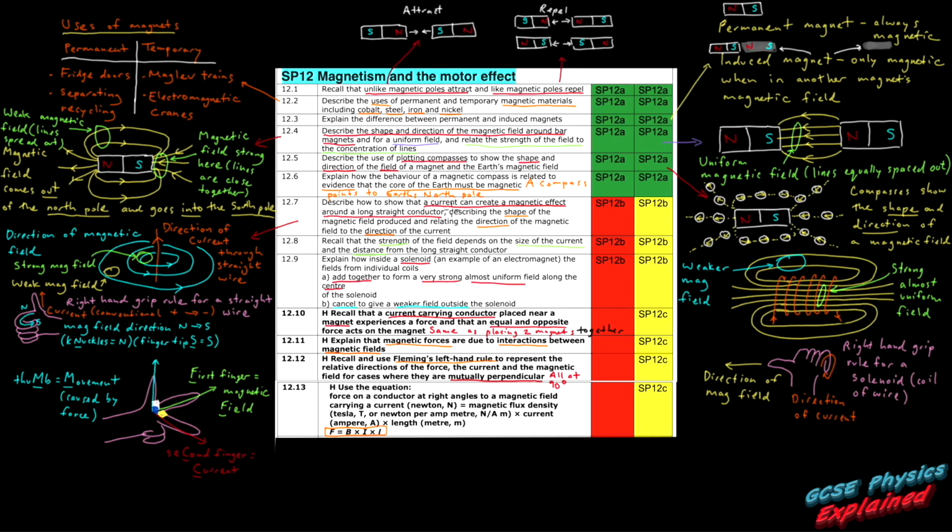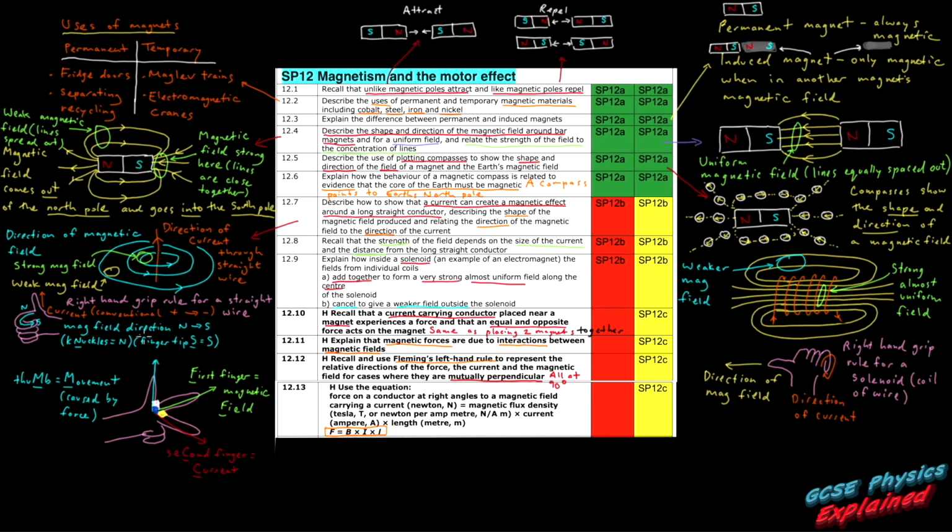Describe how to show that a current can create a magnetic effect around a long straight conductor, describing the shape of the magnetic field produced and relating the direction of the magnetic field to the direction of the current. So you want to use the right hand grip rule for a straight wire. So point your thumb up, point your fingers round like that. Your thumb shows which direction the current's going, as it's going through the wire. In this case, the current's going upwards. And the fingers would show which way the field goes.